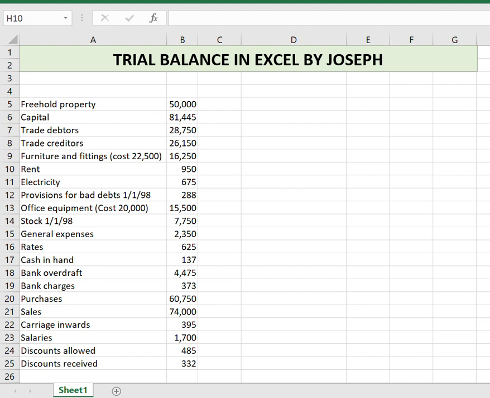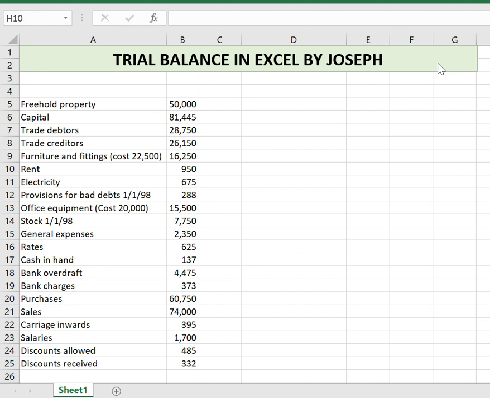So a trial balance still remains what it is. For the purpose of people who don't know what a trial balance is, a trial balance simply means a schedule or list that shows the debit and credit balances extracted from the ledger to show the arithmetical accuracy of the ledgers. And a trial balance has a debit and credit side.